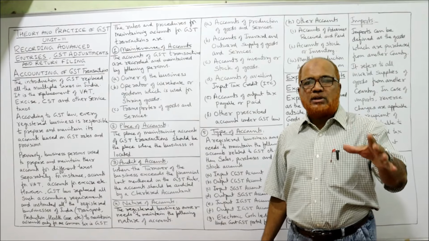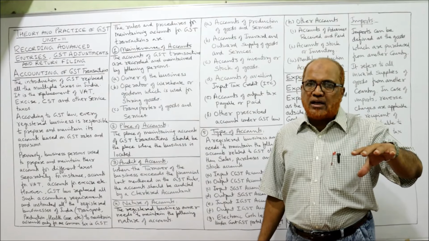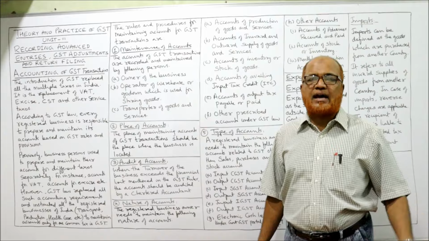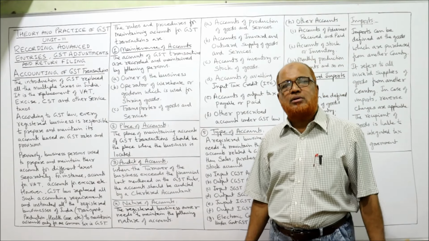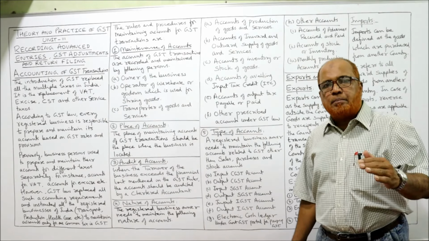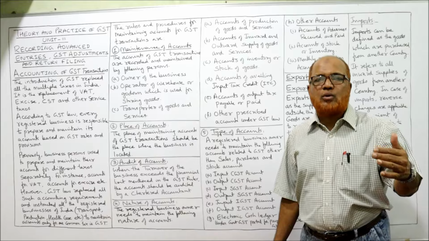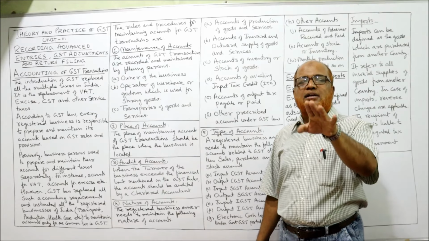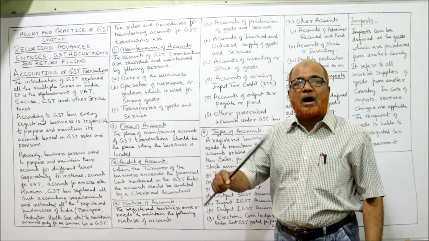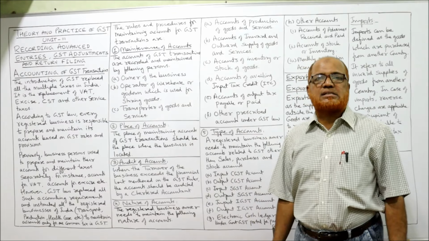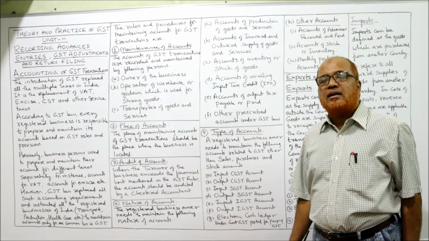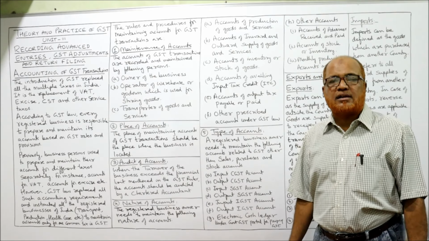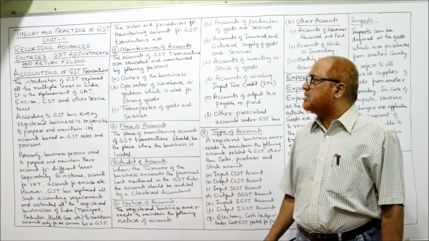That means input tax credit. Already the business has paid the tax when purchasing the goods. So GST paid at the time of purchasing the goods is called input tax credit, and that input tax credit can be deducted from the output tax.